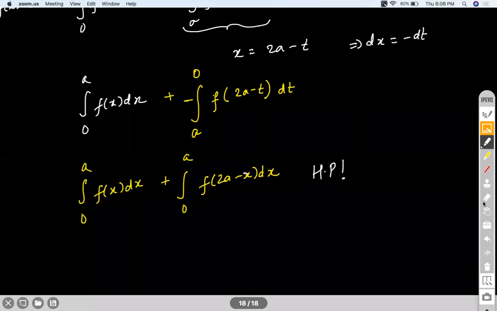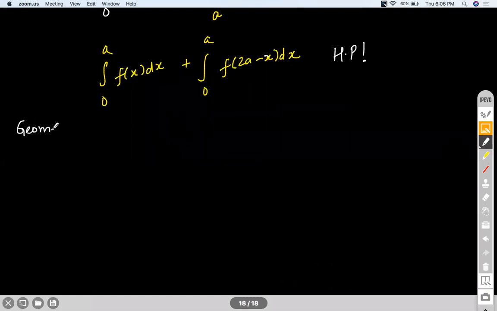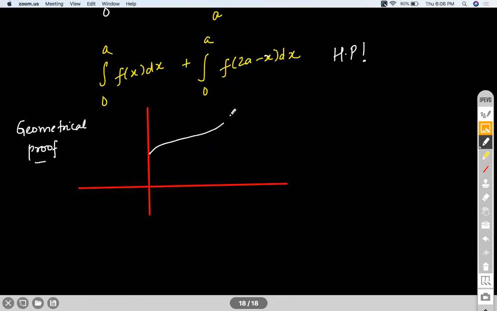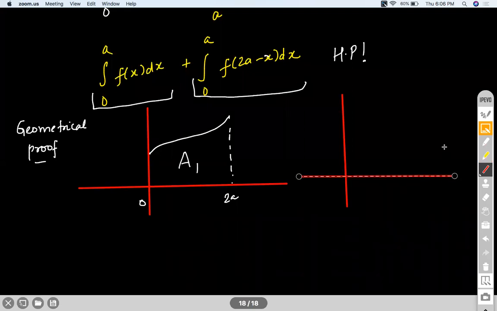We can prove this very easily by using geometry also, a geometrical proof. So if you are trying to find the area under a function, let's say f of x, whose graph is like this, from 0 to 2a, this property says that it is the same as, let's call this area A1, adding these two areas. Now this area is nothing but the same graph, but only from 0 to a. Let me call this area A2.